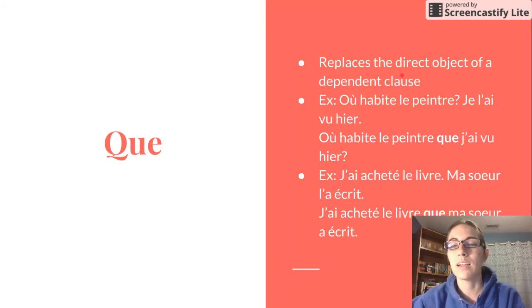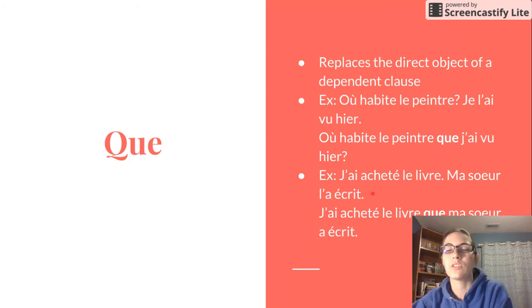So we can replace that direct object, which is here the l'apostrophe. It's a direct object pronoun in this case. All right. And we can replace it with que. Où habite le peintre que j'ai vu hier? Where does the painter live that I saw yesterday? Or who I saw yesterday?